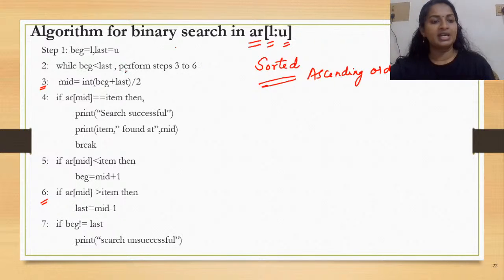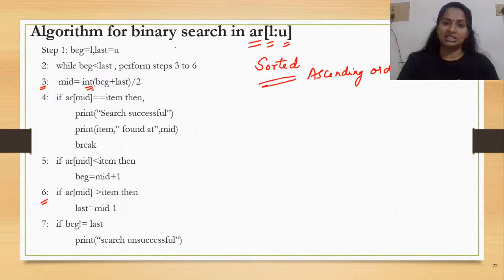Fine. So first we calculate the middle position: beginning plus last by 2. Now, when you're trying to find the average, you can end up getting a floating point value also, right? We know that the index values are integral numbers and not decimal numbers. So when you end up getting a floating value, the system gets confused. So whatever value that you get has to be typecasted to integer type, to reduce the confusion when you end up with a float value.